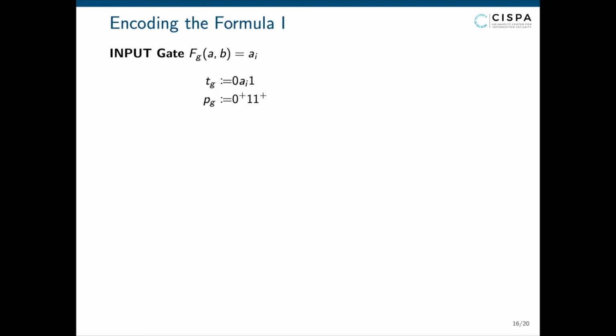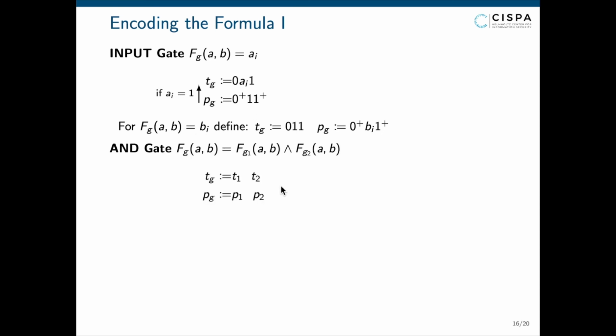So for encoding the input gate, we observe if we read a variable from the half assignment A, we write down the text T and the pattern P like this. Then we can see the text is matched by the pattern if and only if a_i is set to 1. We can define the text and the pattern in an analogous way if the assignment from the second half assignment is read. For the AND gates, we recall that we have to satisfy both subformulas, and for this we write down the text as T1, T2, and the pattern as P1, P2. Then we can ensure that P1 has to match T1 and P2 has to match T2.